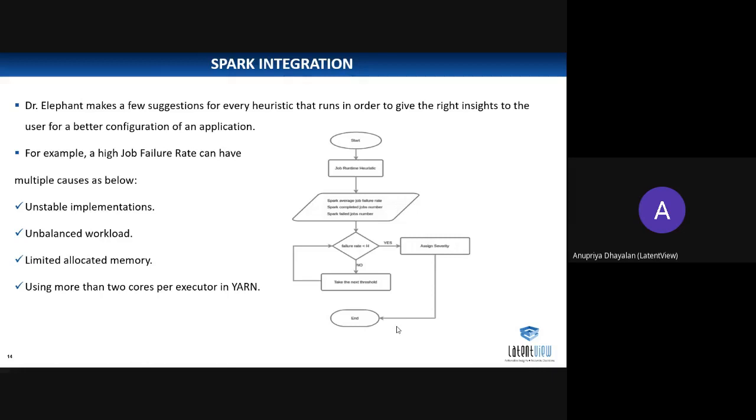So we have a Spark job and it may have a possibility of failure based on the below reasons. Say it has an unstable implementation, so we have a Spark code which needs some tuning on the implementation of the logic that we defined in the program. Or it may be due to unbalanced workload, or due to limited allocated memory and using more than one or two cores per executor in the app. So basically all these issues can be a reason for the failure of a Spark job.